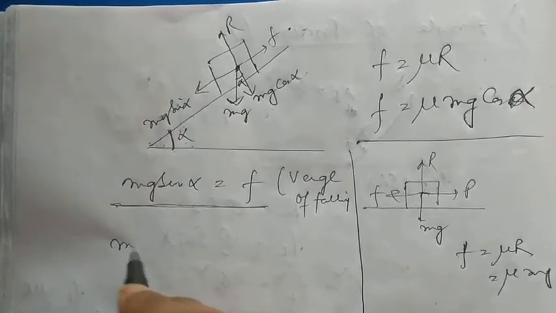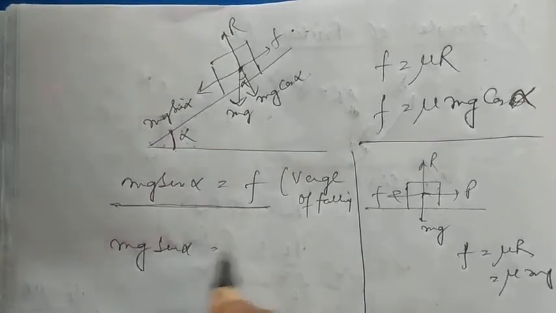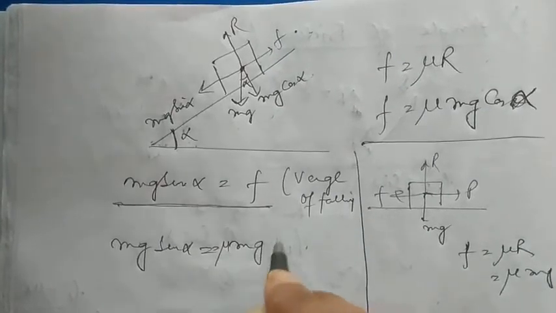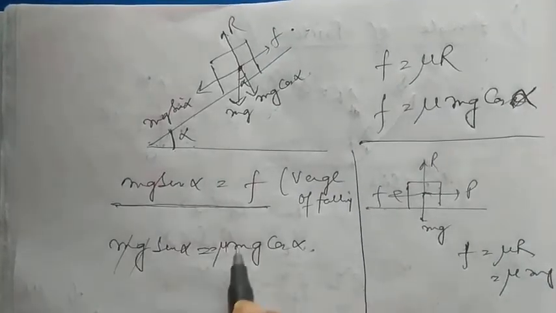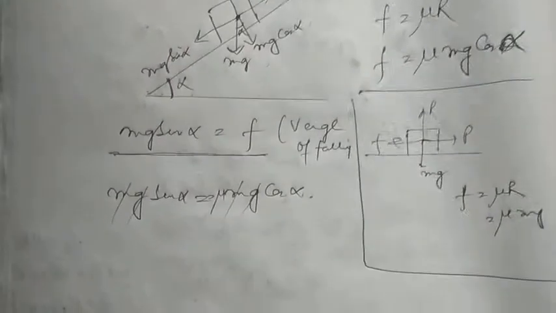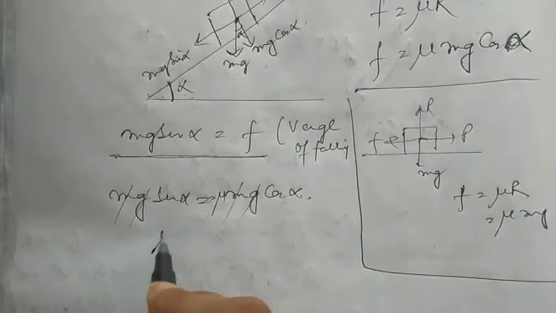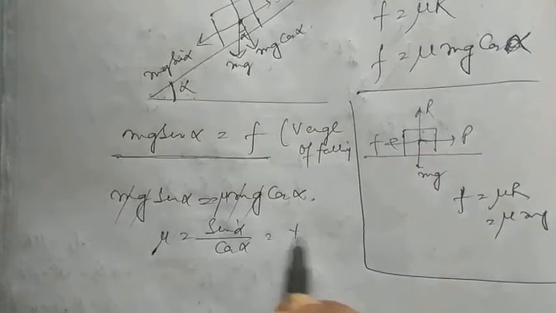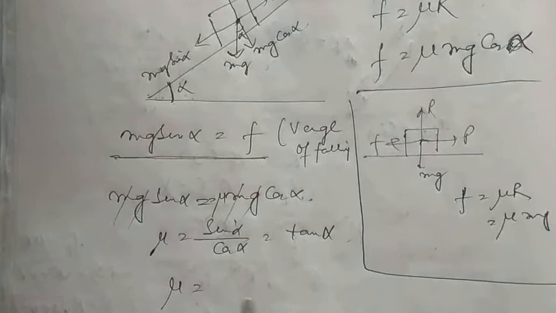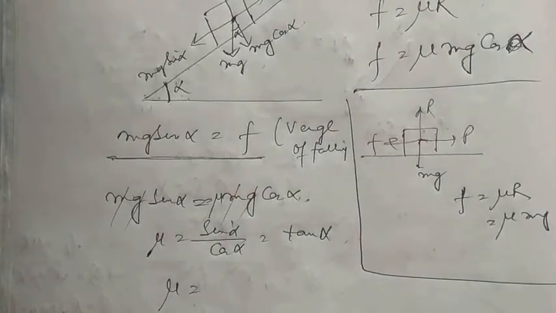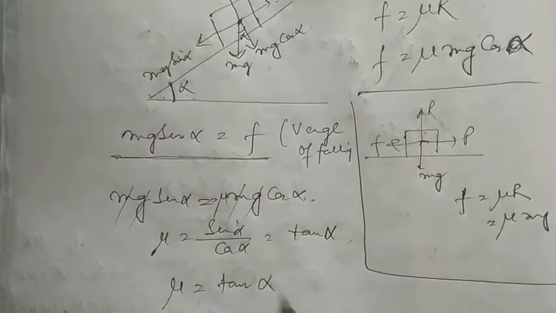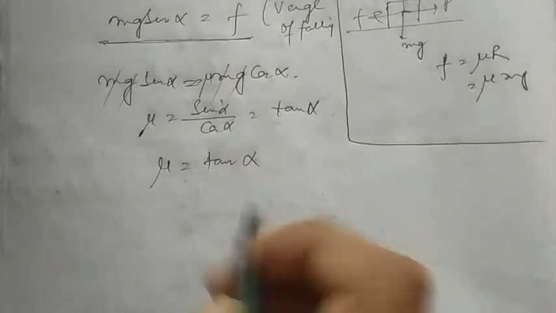Now we replace F by mu mg cos alpha. So mg gets cancelled because neither m nor g is equal to 0. So mu becomes sin alpha by cos alpha, that means equal to tan alpha. Here also, similar to the case that we studied, angle of friction, there mu is equal to tan of the angle of friction. Here also mu is equal to tan of the angle of repose.